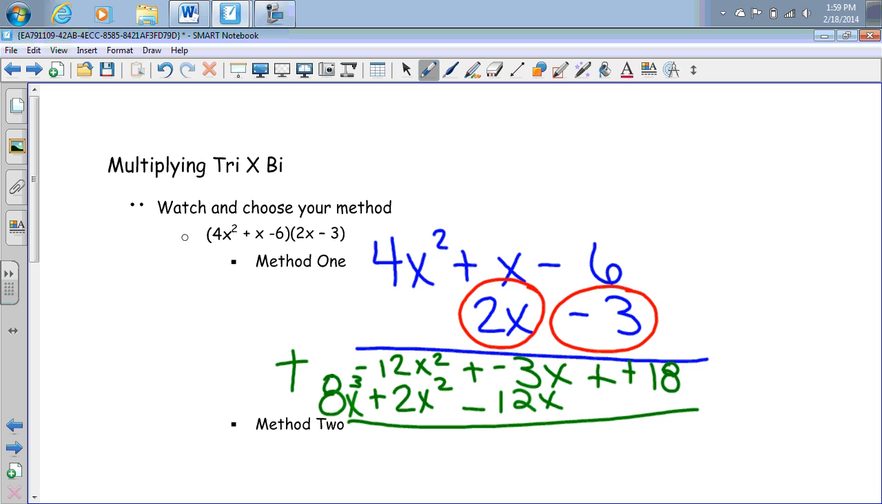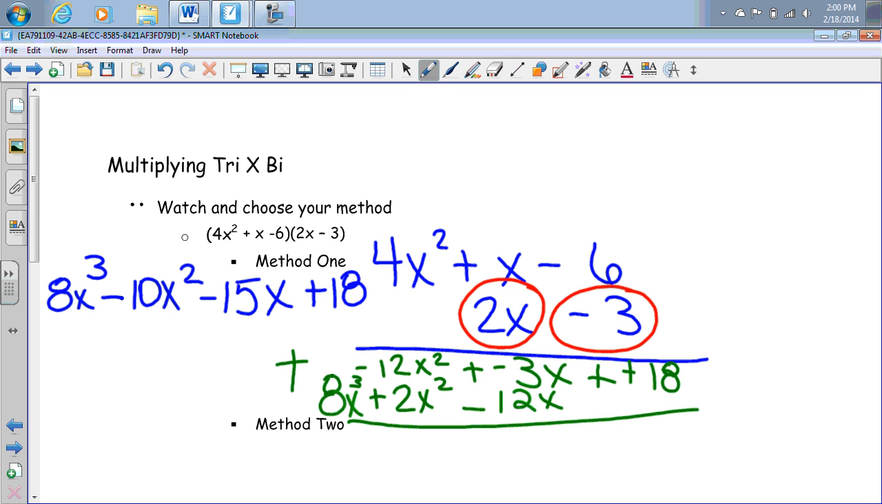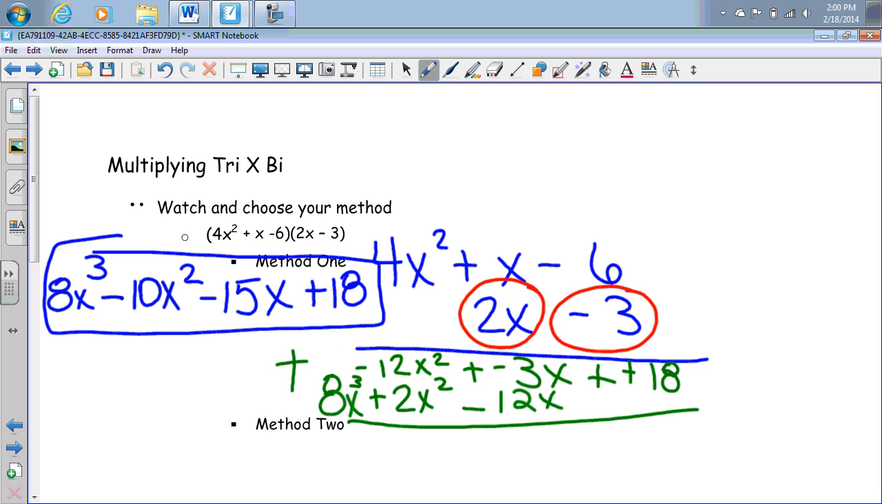So my 8x cubed is by itself, so it's going to stay 8x cubed. My negative 12x squared plus my 2x squared is going to give me minus 10x squared. My negative 3x plus negative 12x is going to give me minus 15x. And my 18 plus nothing, or 0, is just going to leave me with 18. So here it is. It's already in standard form in decreasing order.